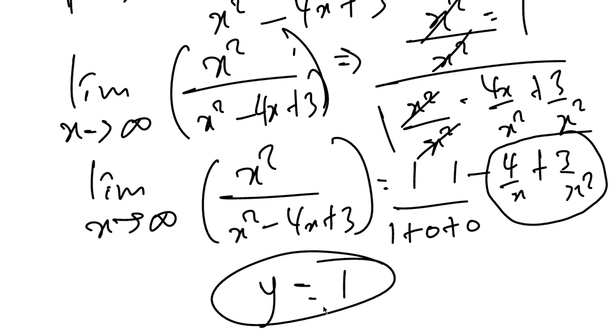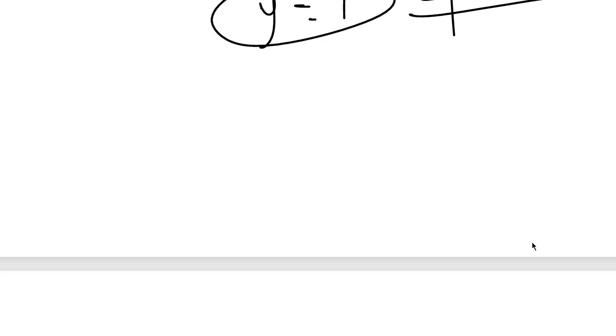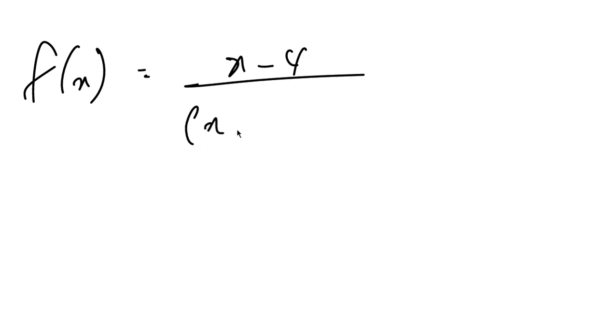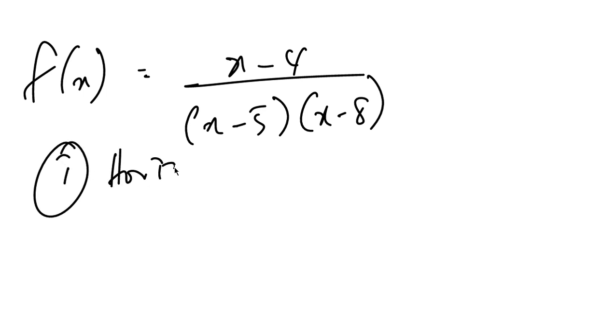So this is now a horizontal asymptote because y lines actually go this way in the horizontal direction. Okay, let's take another question. So let's say we are given this question in the exam. f of x equal to x minus 4 all over x minus 5 into x minus 8. And he asks in the exam, determine the horizontal.